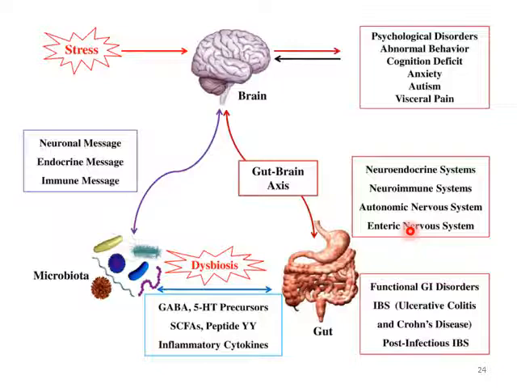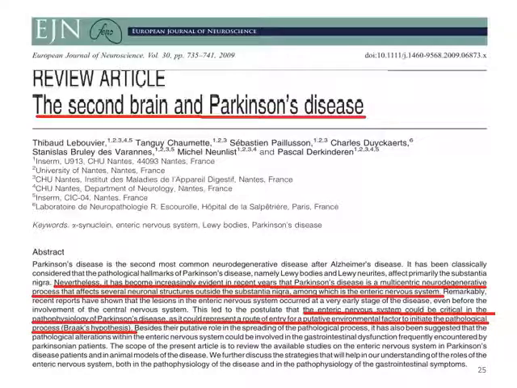And when it attacks these, what will happen? Functional GI disorders will occur. For example, inflammatory bowel syndromes or post infectious IBS. And then different microbes, different pathogens, can also affect your brain, and can also cause dysbiosis through different inflammatory cytokines. Different neurotransmitters are released, or inflammatory markers, which damage the wall of your gut and the gut. Now this is one of the review articles.